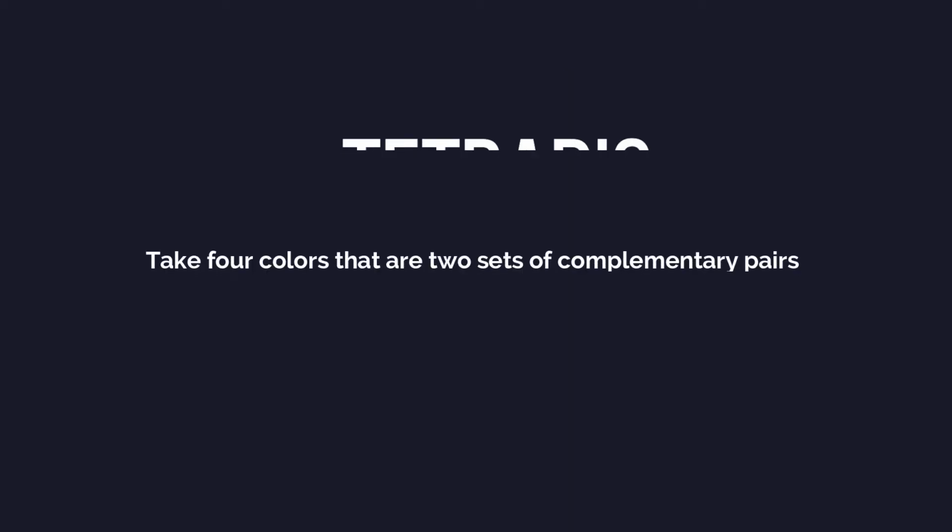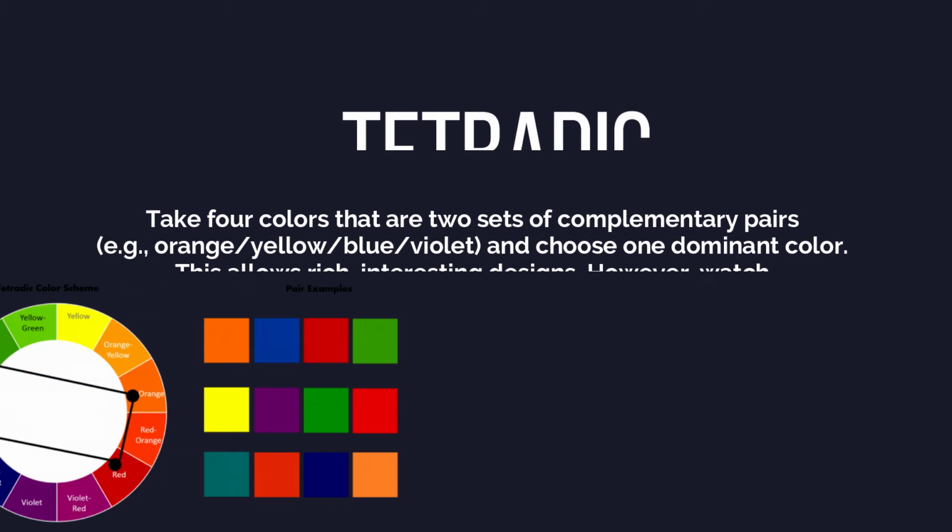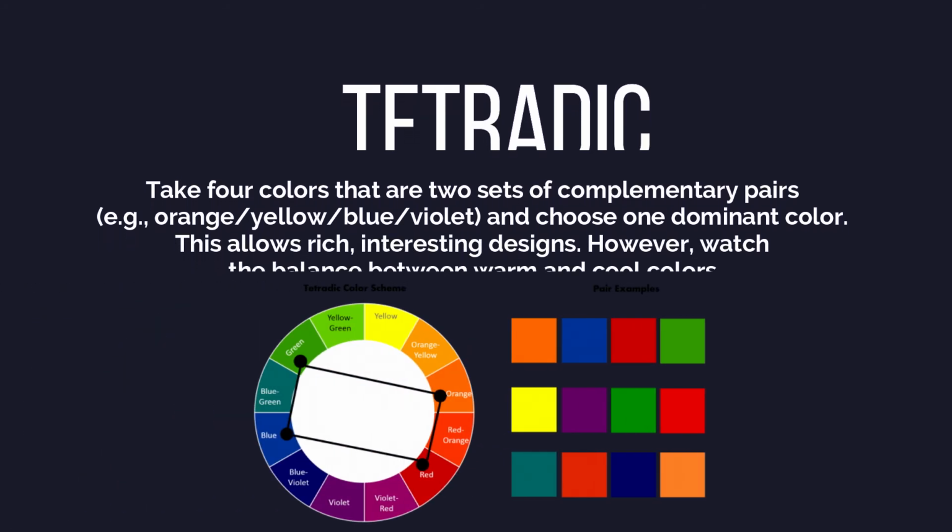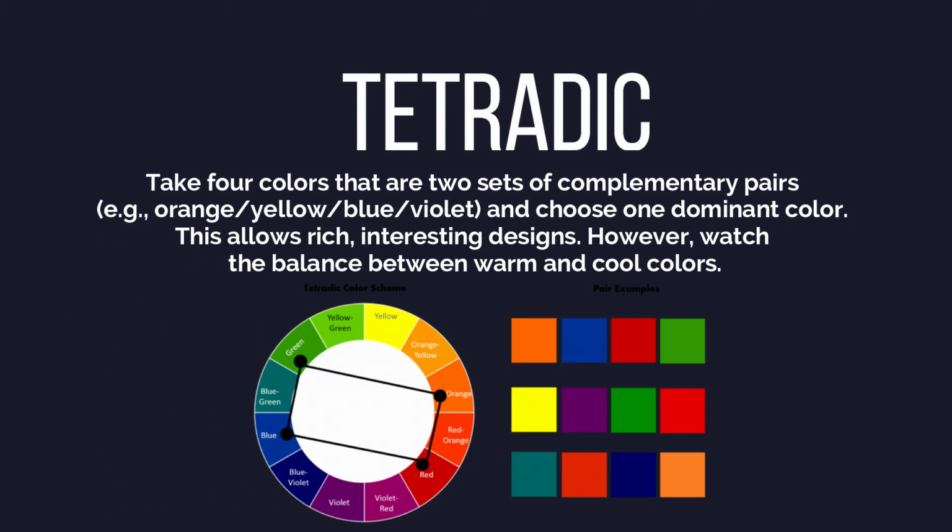Now, the number 6 is the tetradic. The tetradic is when you take 4 colors that are 2 sets of complementary pairs. For instance, orange, yellow, blue, and violet, and you choose one as a dominant color.